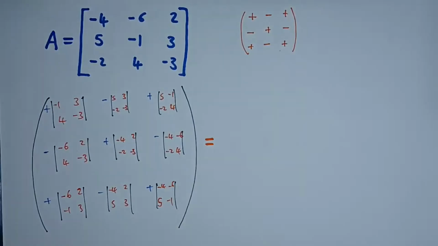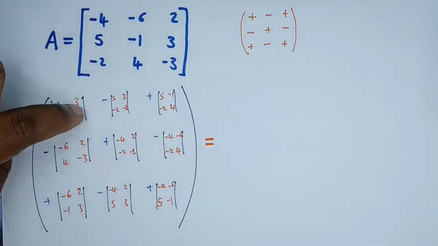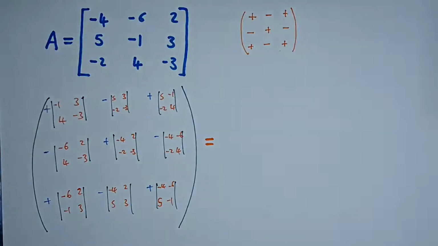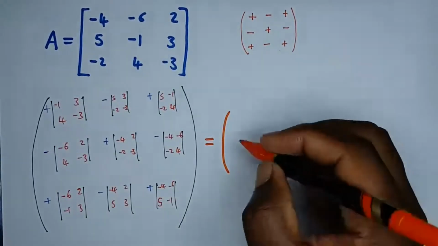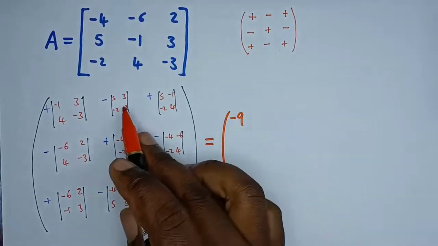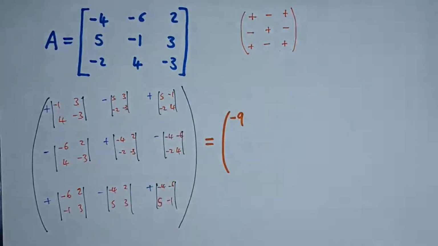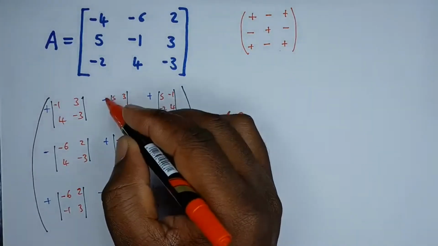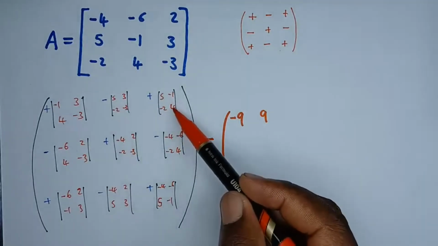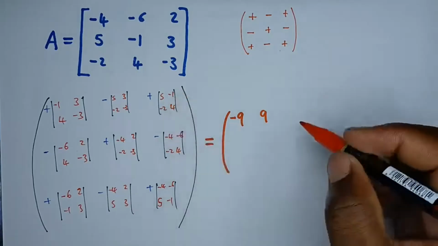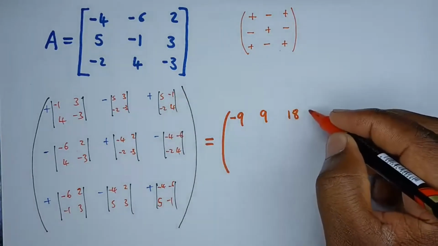the cofactors. So to start with, here we're going to get 3 minus 12. That's 3 minus 12 to give us -9. So at that position, we'll have -9. At this position, we'll have -15 plus 6, which is -9. So we'll get a -9, but there's a negative, hence it becomes +9. 5 times 4, that's 20. 20 minus 2 will give us 18.